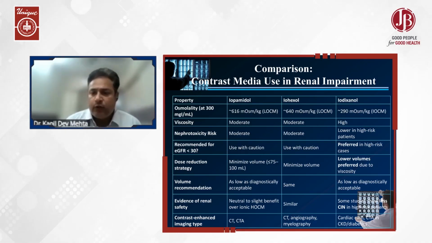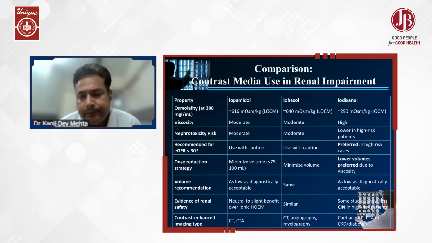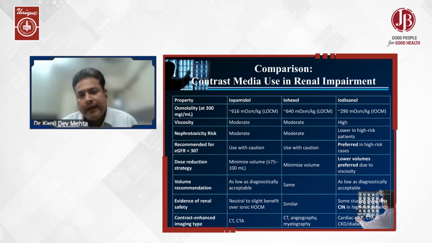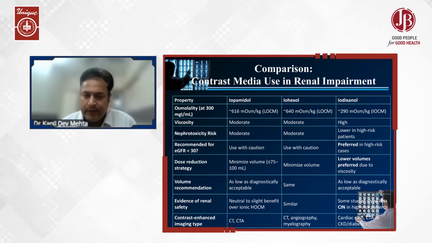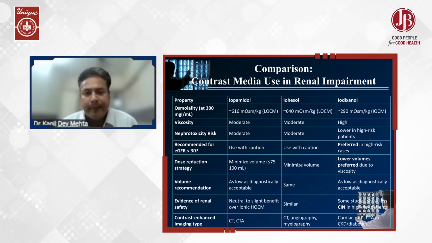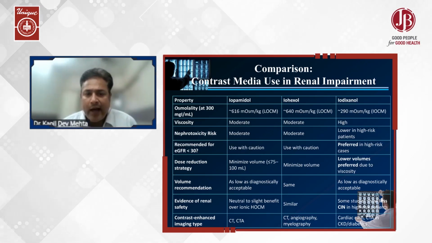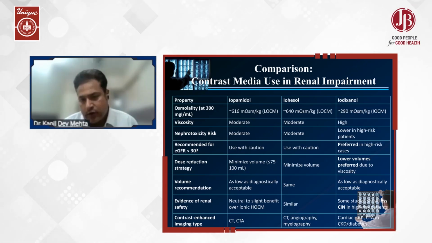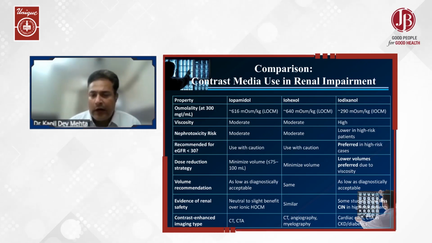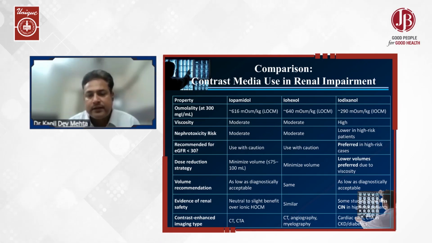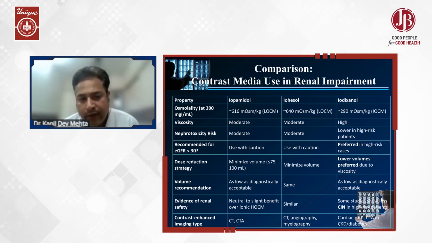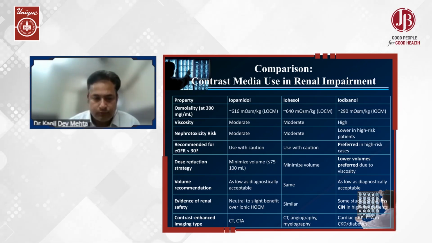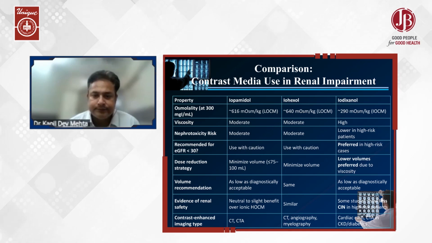I also wanted to touch on which contrast media we can prefer in renal impairment. Renal impairment means that the eGFR is less than 30 ml per minute. In those cases, iopamidol and iohexol both can be used, but with caution. Out of these three, iodixanol can be better and can be preferred in patients whose eGFR is less than 30 because of the low osmolality.